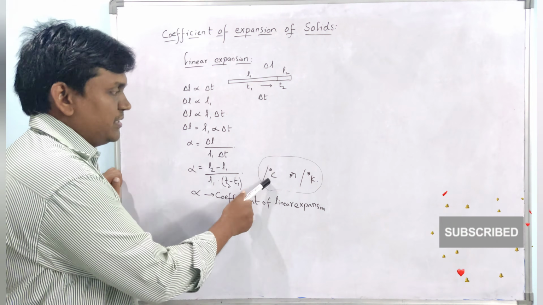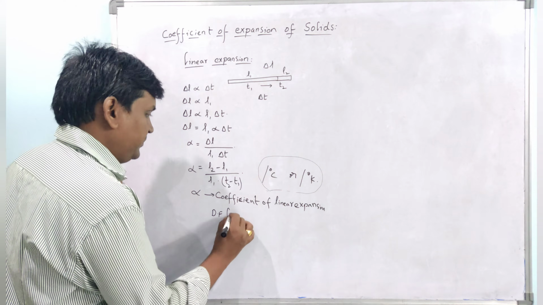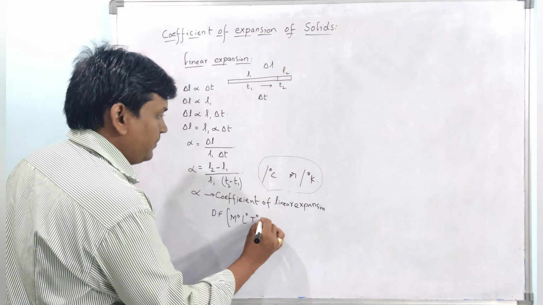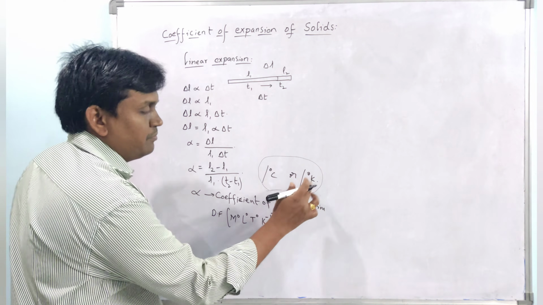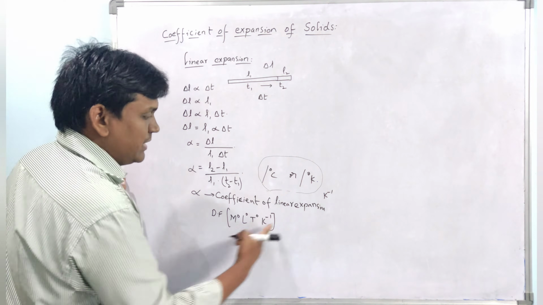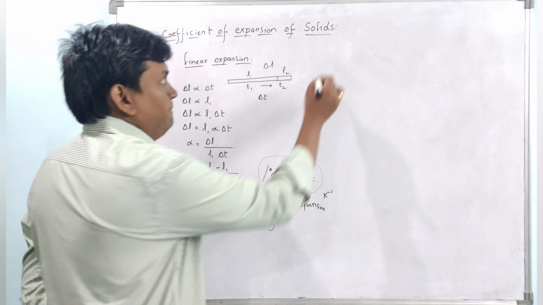Coming to units, these are the units, and coming to the dimensional formula, it is M power 0, L power 0, T power 0 and K power minus 1, that is per degree Kelvin. So we can write like this. This is the unit and this is the dimensional formula for alpha.